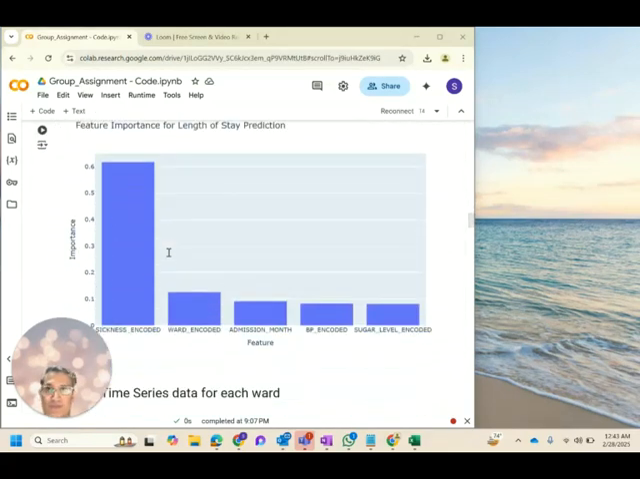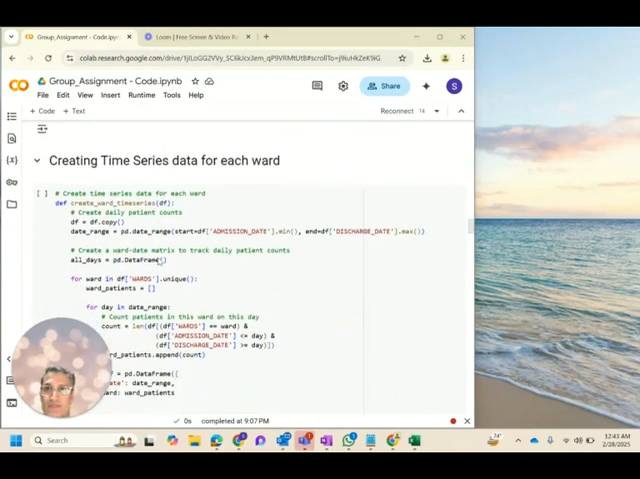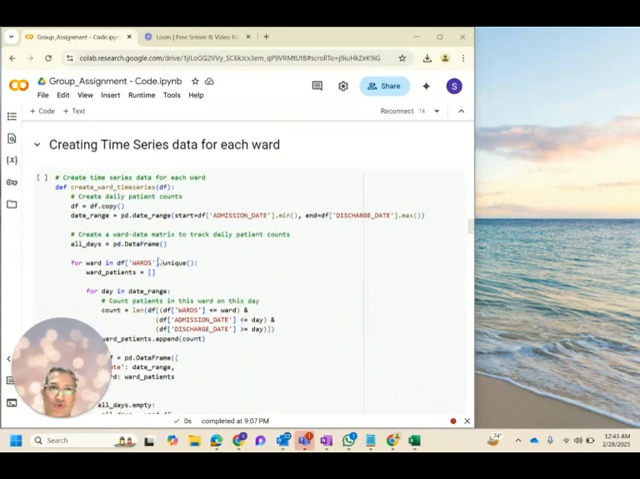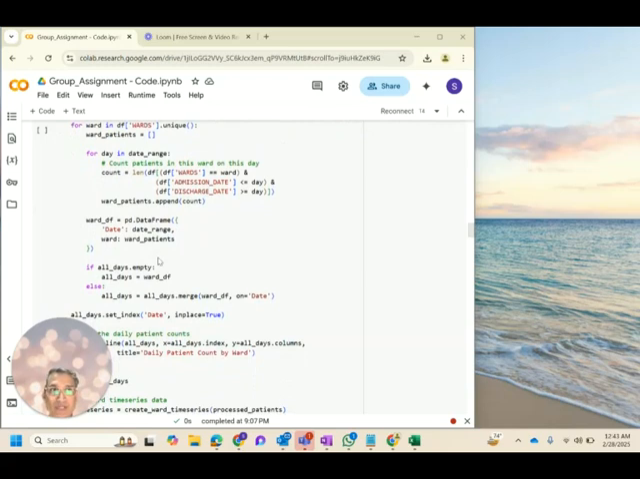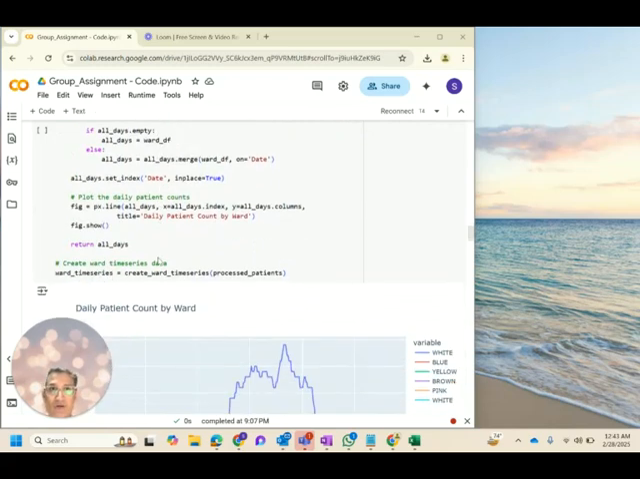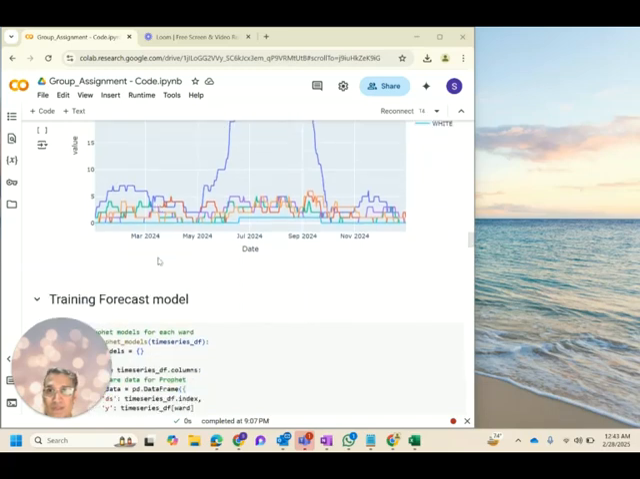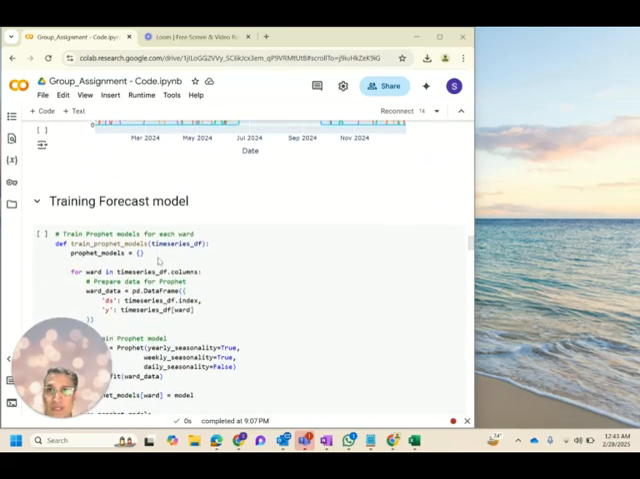Then you can see here the time series data for each ward. It's actually to analyze trends continuously. A date range is created from the earliest admission to the latest discharge. Daily patient counts are calculated for each ward and then merged into a single dataset. Finally, the data is visualized to track patient trends over time, and details are also provided.